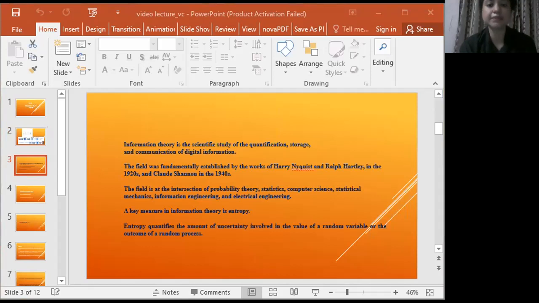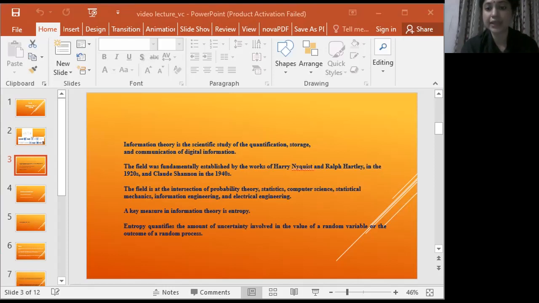The field was fundamentally established by the work of Nyquist and Hartley in the 1920s and Shannon in the 1940s. The field lies at the intersection of probability theory, statistics, computer science, statistical mechanics, information engineering, and electrical engineering. A key measure in information theory is entropy. Entropy quantifies the amount of uncertainty involved in the value of a random variable or in the outcome of a random process.